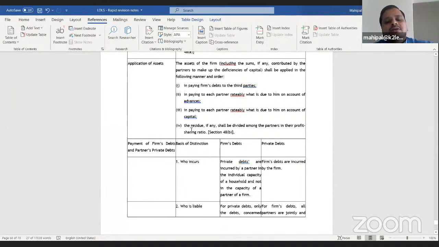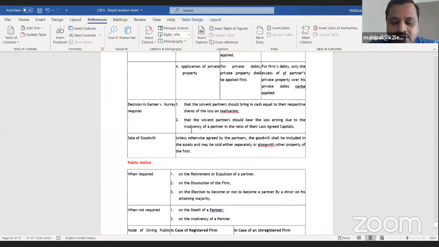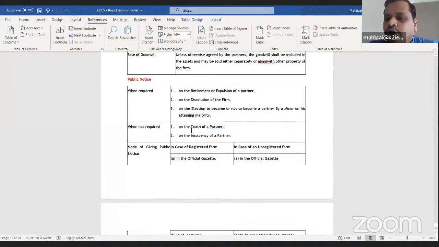Public notice. When is public notice mandatory to be given? Number 1, on expulsion or retirement. Number 2, on dissolution of firm. And number 3, on election of becoming a partner by a minor partner after attaining majority.